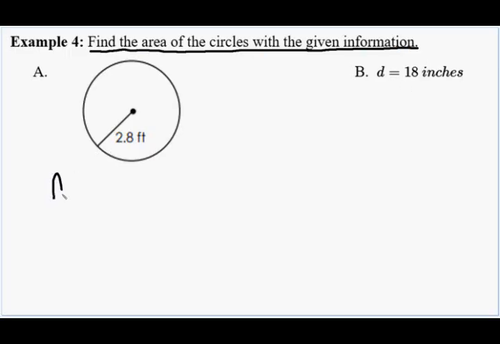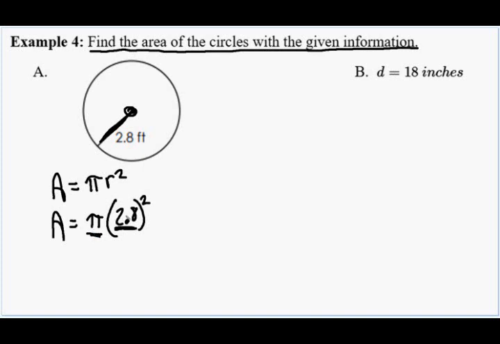Well, our area formula is area equals pi times radius squared. And in letter A, they give us this radius right here. So it's going to be pi times 2.8 squared. Remember your order of operations. PEMDAS, we want to square the 2.8 before we multiply it by pi. So the 2.8 squared is 7.84, and then that'll be times pi feet squared.